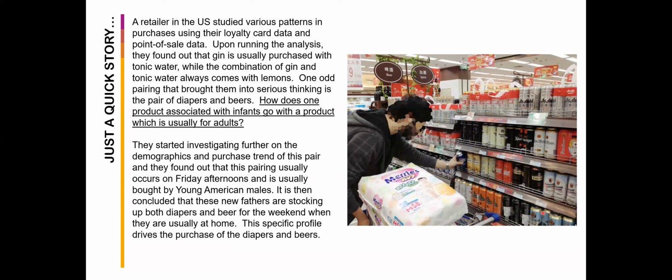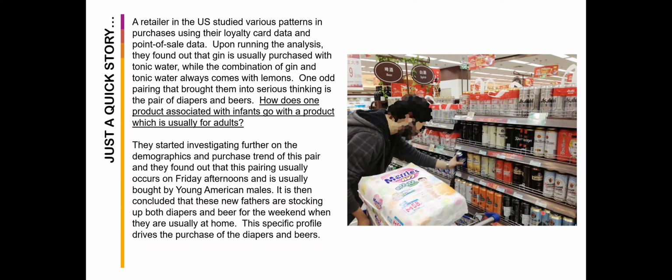So there was a story, or the parable of the beers and diapers. One big retailer tried to look at the patterns of purchases, and they identified that beers and diapers usually go together in the receipts. So now they started asking, why does this happen? One product was associated with infants, while the other was associated with adults.